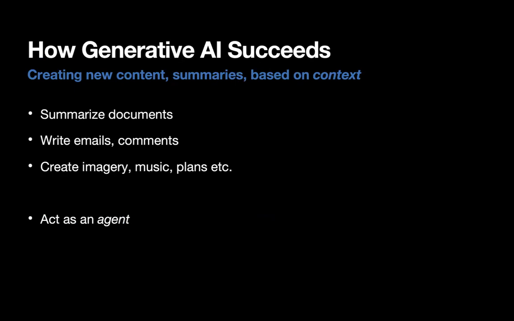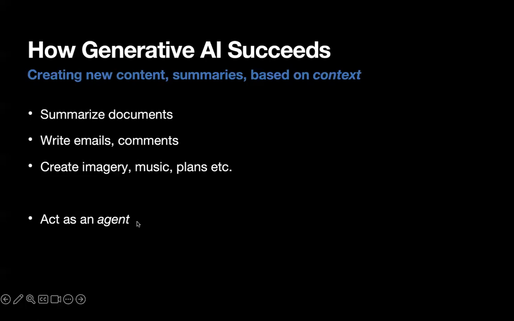When generative AI succeeds, this is where you're getting longer answers and better summaries of new context. The way to think about generative AI, at least a big part of it, is thinking about context, a bigger view of what you're looking at. It's a much bigger model, typically two or three orders of magnitude bigger than other versions of deep learning. But also the way it's trained is explicitly about context, as opposed to the regression example I'd used earlier. So it's really good at summarizing documents, writing emails and comments, and creating imagery plans. These are the things you're seeing out in the market right now.